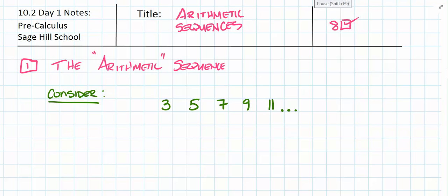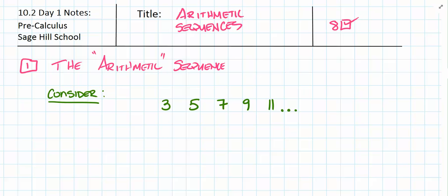All right, so 10.2 is all about arithmetic sequences. So far in our journey with sequences, we can write a sequence, we can define a sequence recursively, we can even use summation notation to write the sum of the first n terms of a sequence. And then this lesson is dedicated all to a specific type of sequence called arithmetic sequences.